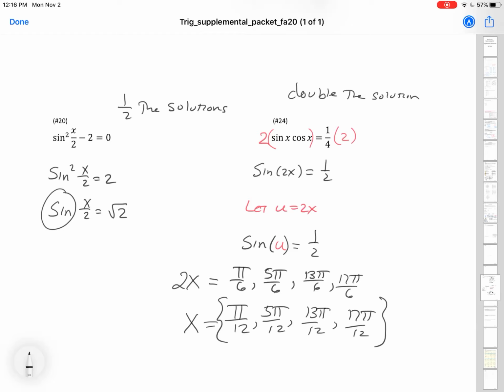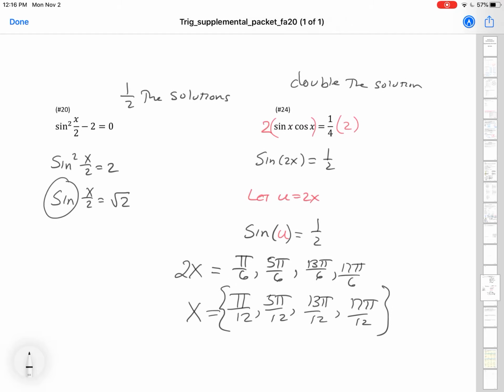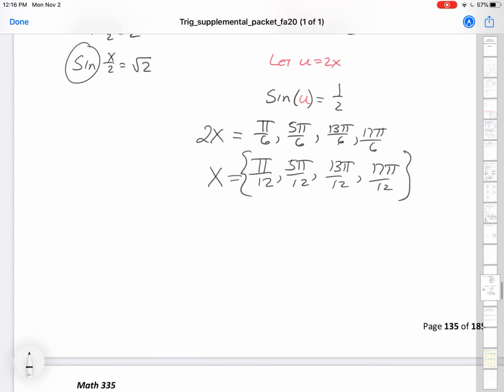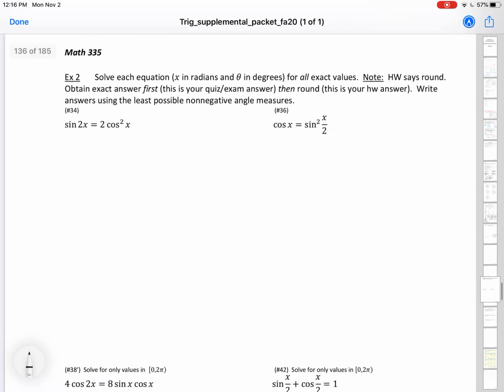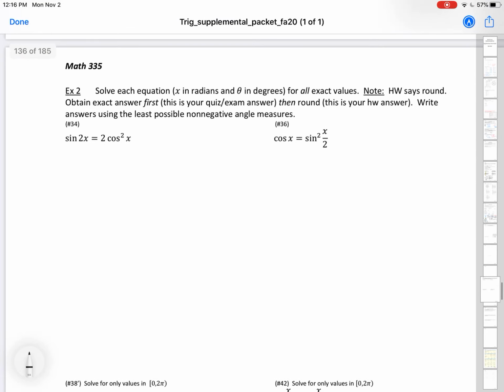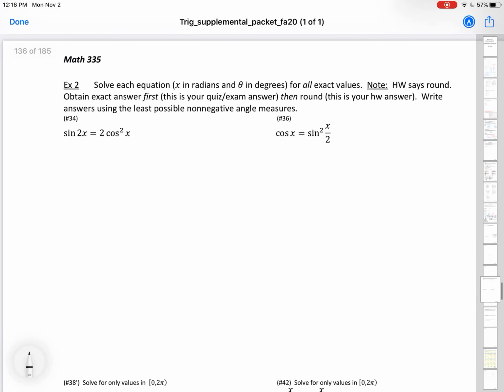Again, this is my way of doing it, to respect the fact that the 2 shrinks the sine graph to complete in half the time, so therefore I get double the solutions out from 0 to 2 pi. It's a great thinking exercise. So this might turn out to be a longer video, but I'd like to just finish here and do these problems as well.